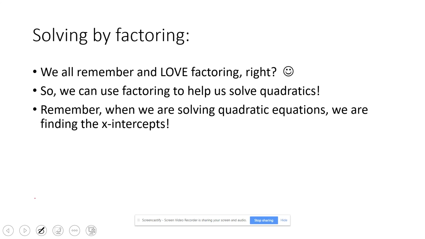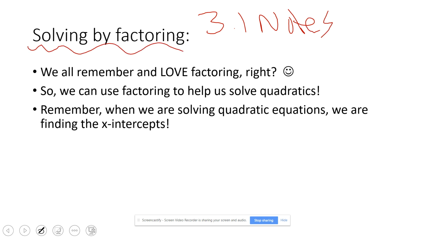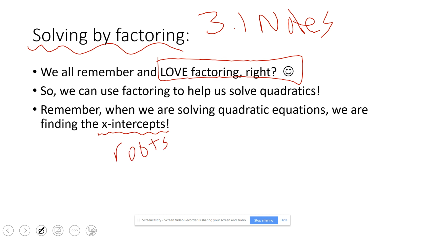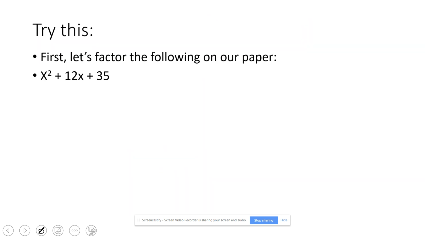Welcome back to part 2 of our 3.1 notes. And we're going to start talking about solving by factoring because we love factoring. We can use factoring to help us solve quadratics. And a reminder, when we're solving quadratic equations, we're finding the x-intercepts, roots, solutions, or zeros. Those are all the different terms that various places use to talk about finding the x-intercepts.